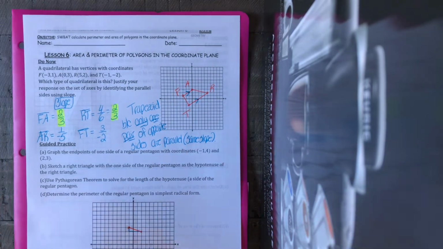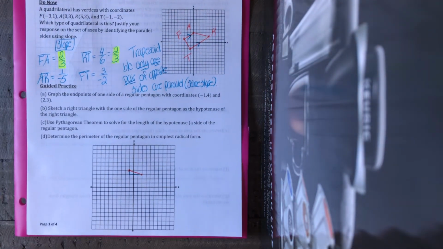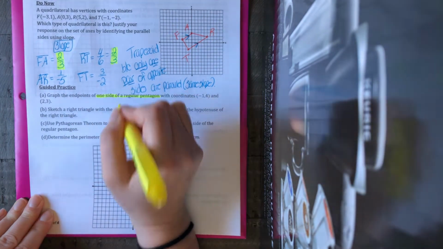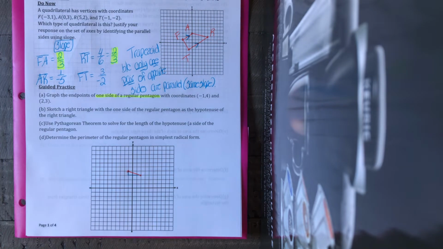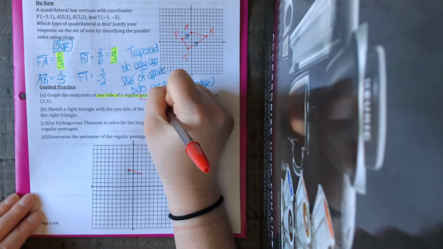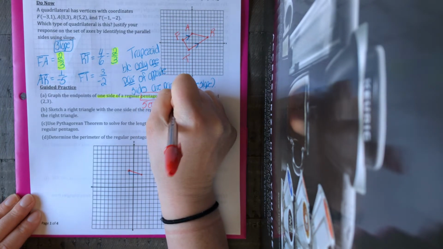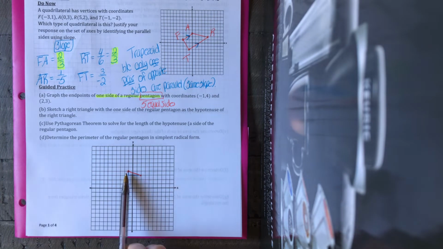All right. Moving on to the guided practice. So again, a lot of these graphs, I just graphed some of it in advance just to save some time. So part A, it says graph the endpoints of one side of a regular pentagon. And then it gave me -1, 4, and 2, 3. So I know that this is graphing just one side of a pentagon. All of that's really important because does anybody know how many sides a pentagon has? You guys got it. It has 5 equal sides. All right. So I'm just graphing the 2 endpoints they gave me, and then I connected it in red here.